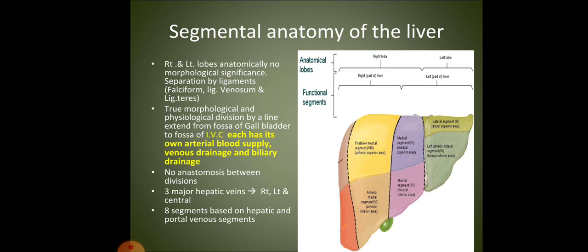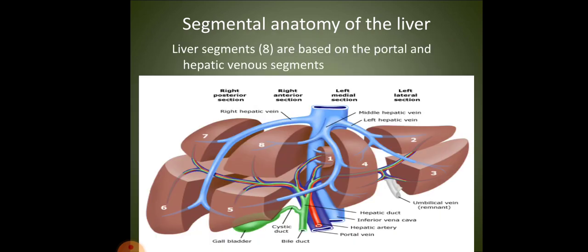No anastomosis is seen between these divisions, and there are three hepatic veins: right, left and central. There are 8 segments. These are based on the hepatic and portal venous segments. So these are the 8 segments which are based on the portal and the hepatic venous segments.